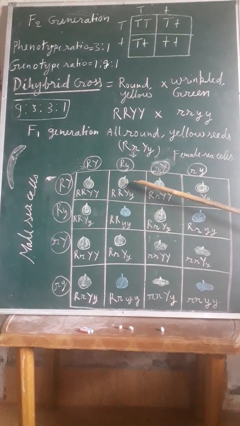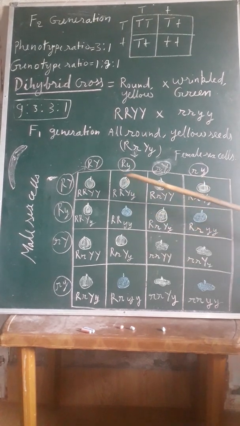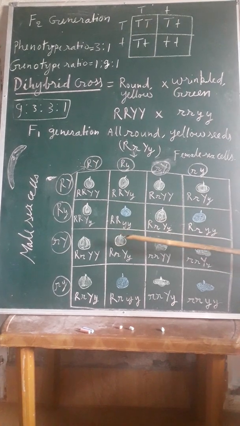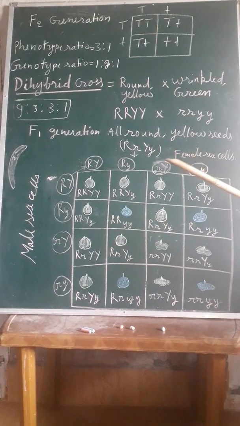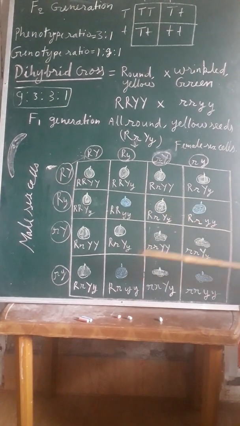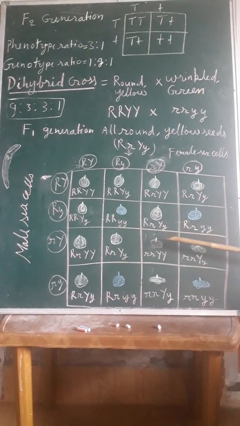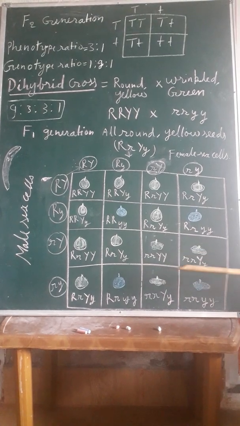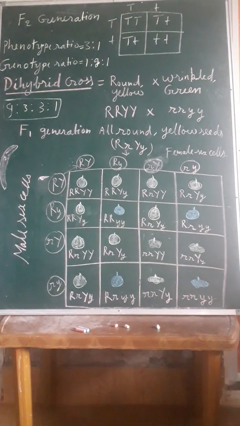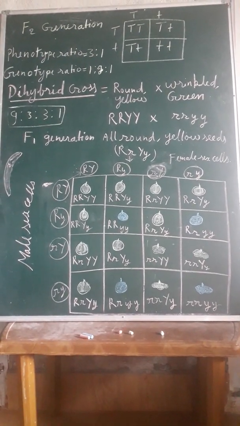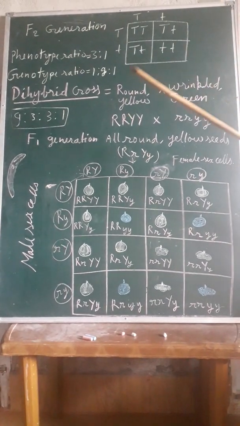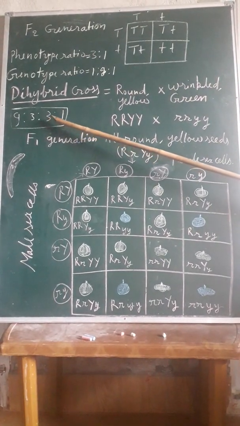You see the round yellow seeds were 9: 1, 2, 3, 4, 5, 6, 7, 8, 9. And round green seeds were 1, 2, 3. And wrinkled yellow seeds were 1, 2, 3. And wrinkled green were found 1. So here the genotype is very complex, but the phenotype ratio is 9:3:3:1.